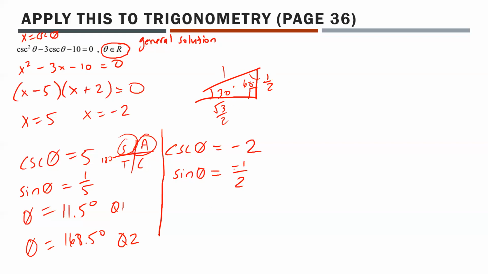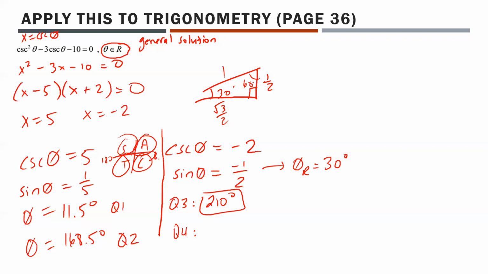But since it's -1/2, that means we have to be down in these two quadrants here. So I can say that theta r, my reference angle, is 30 degrees. We're either in quadrant 3 or quadrant 4. If we're in quadrant 3, we have to add 30 degrees to 180, so it'd be 210 degrees. But if we're in quadrant 4, we'd have to take 30 degrees away from the full 360, so we'd have to come down this way to get 330 degrees.